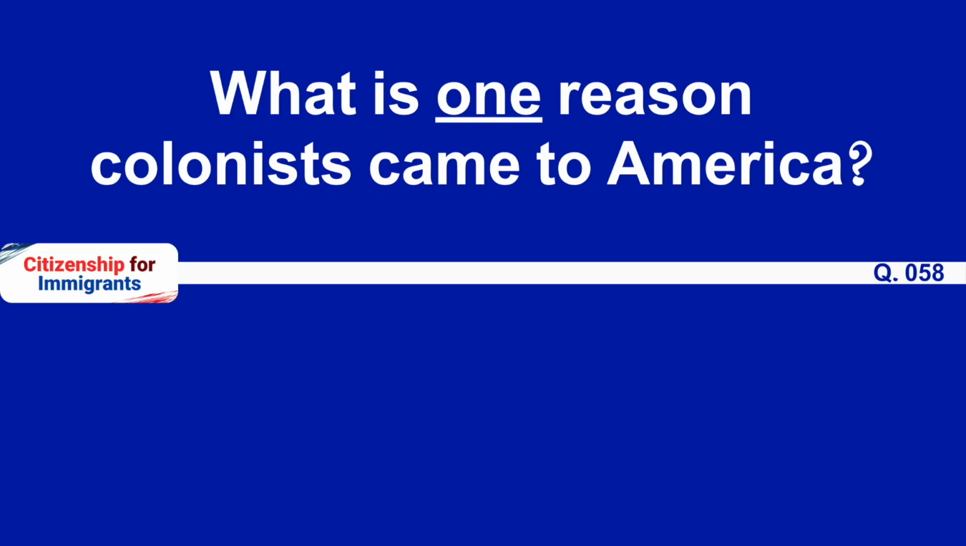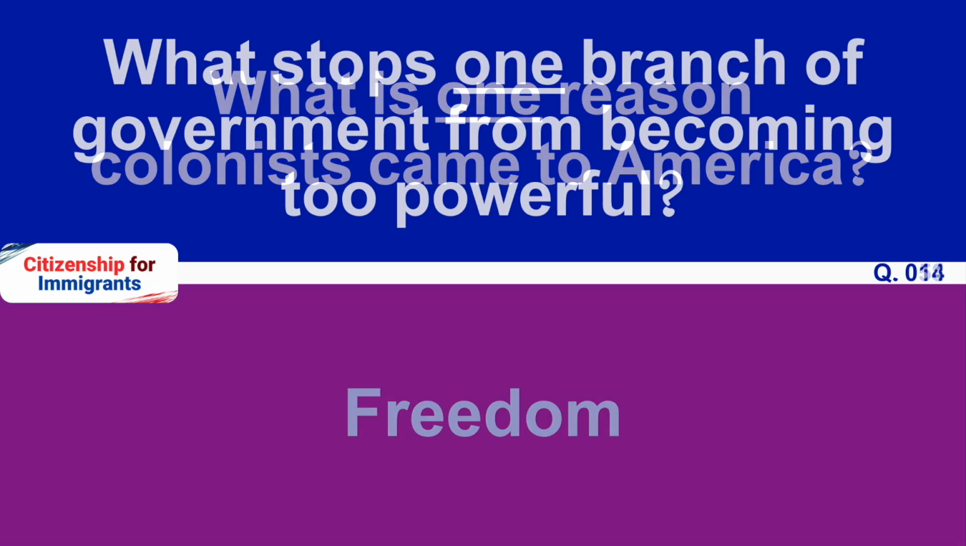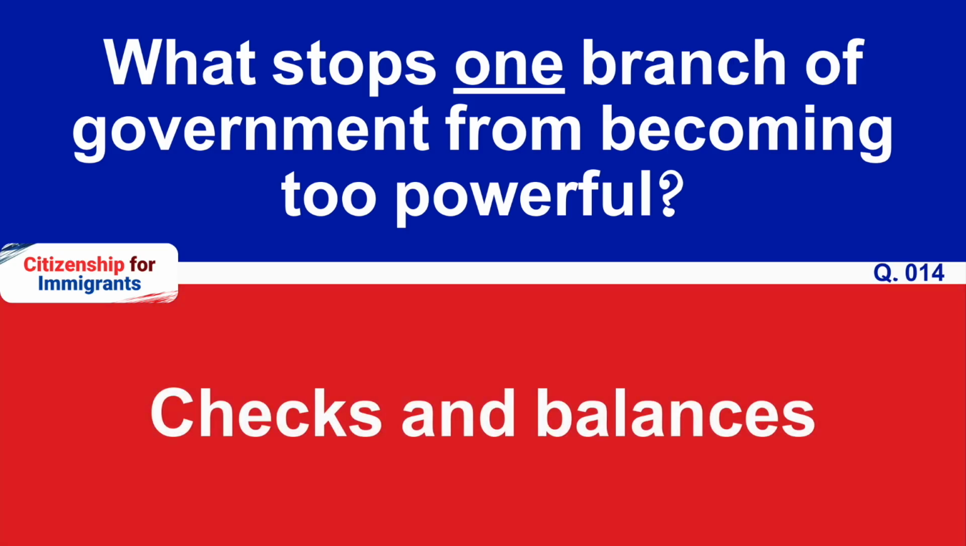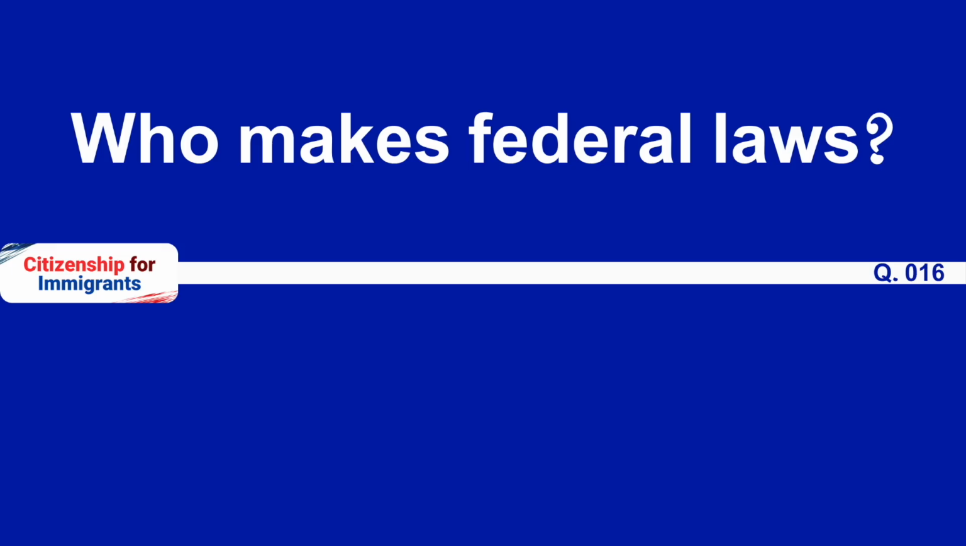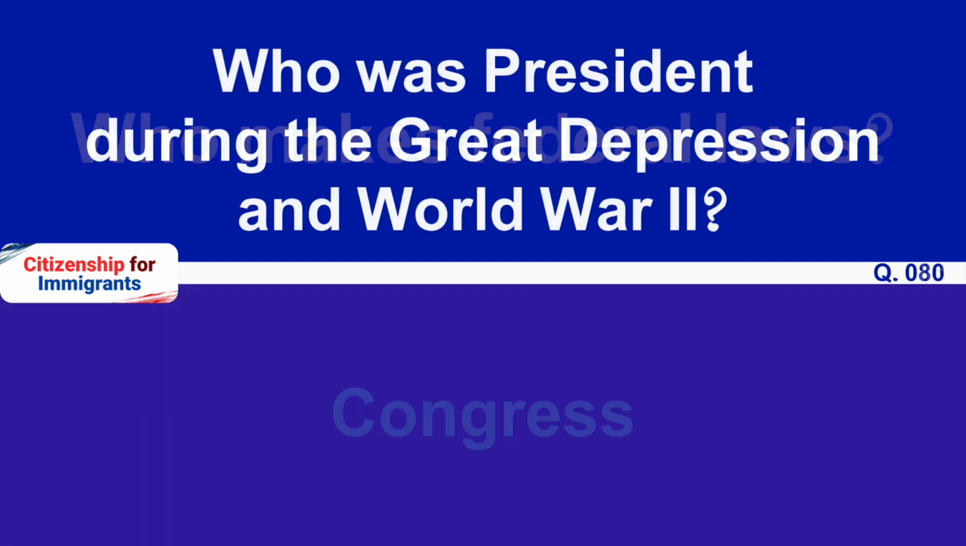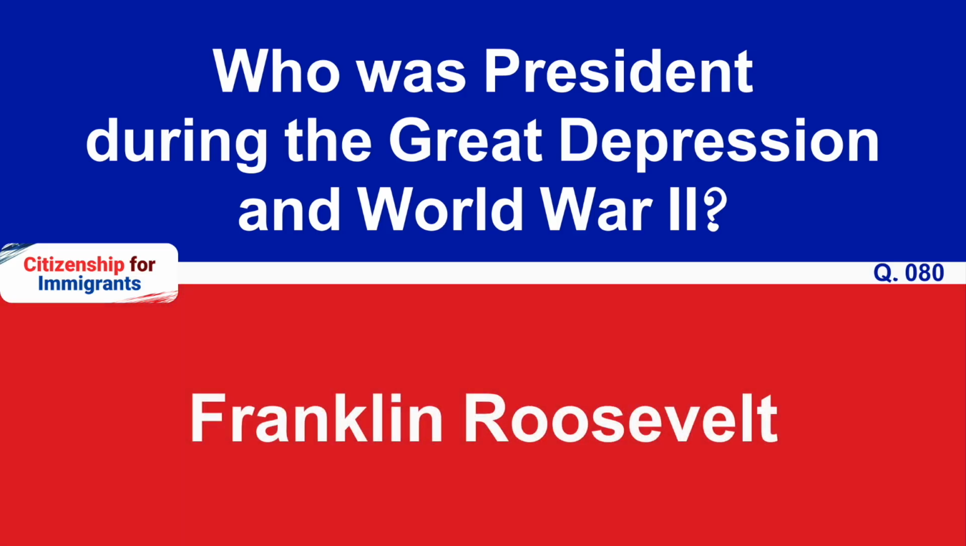What is one reason colonists came to America? Freedom. What stops one branch of government from becoming too powerful? Checks and balances. Who makes federal laws? Congress. Who was president during the Great Depression and World War II? Franklin Roosevelt.